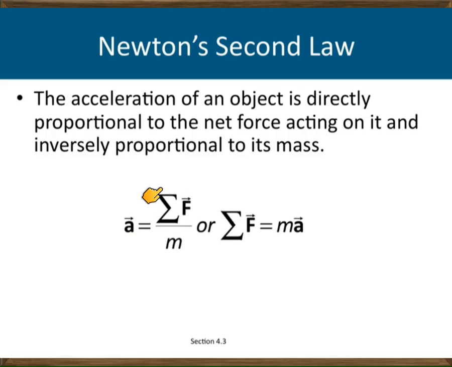So the second law says that the acceleration of an object is the total force acting on the object divided by the mass of the object. As you see here, if you have a larger force, the acceleration will be larger. If you have a larger mass, the acceleration will be less. Mass and acceleration are inversely related to each other, and this is the compact form of Newton's second law. The total force on the object is equal to its mass times its acceleration.